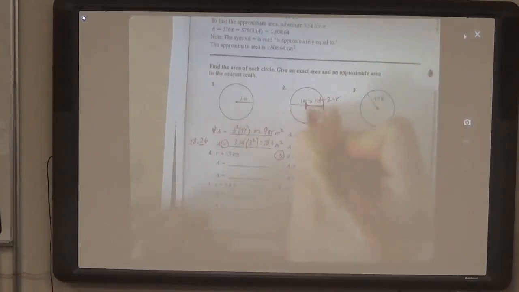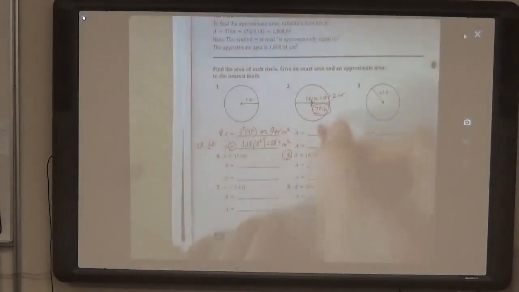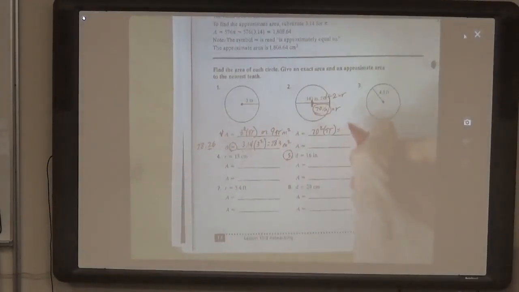Then we have to use the radius in our formula. This is the radius, and the radius squared times the symbol for pi is what we use for the exact answer. Okay? So what is 70 squared? 70 times 70 is 4,900 times pi inches squared. Okay?